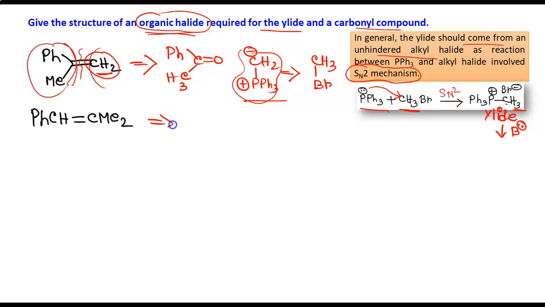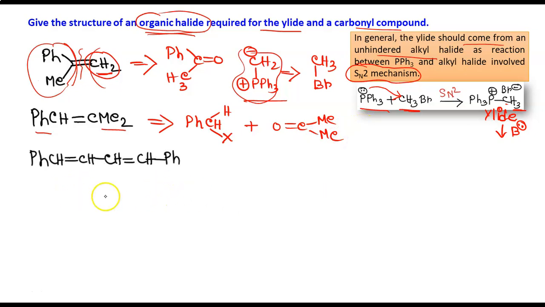PhCH and CMe2. On the left-hand side we have one Ph and one H, and on the right-hand side we have 2 methyl groups. So this side is more sterically hindered, so we will take the ketone on the right-hand side and the halide on the left-hand side. PhCH, just as I have said, add one H, one X. So this is your alkyl halide. This is basically benzyl halide, right? PhCH2X and carbonyl.